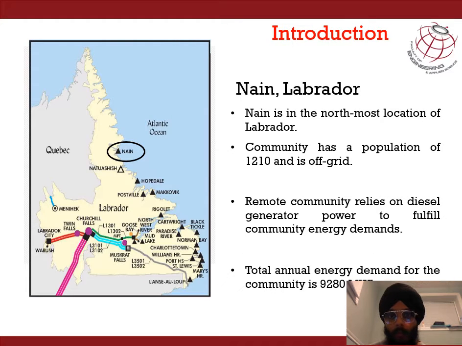So Nain is one of the isolated communities in Labrador, located in the northernmost part of Labrador. It is an off-grid community with a population of 1,210. The community relies very much on diesel generators for power supply, and the total annual energy demand for the community is 9,280 megawatt hours.